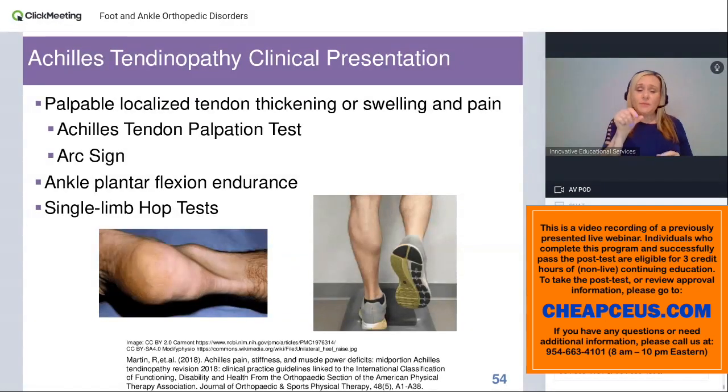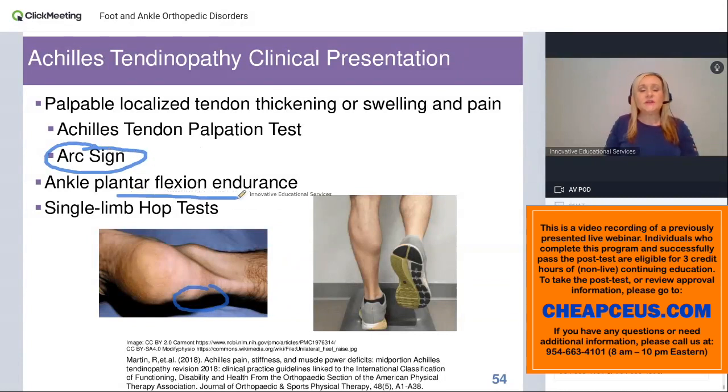Clinical presentation, you might be able to palpate some of that localized thickening. Here's insertional here. The palpation test is again where you're going to palpate that tendon and it would be painful. Arc sign, this is going to help you distinguish Achilles tendinopathy from other adjacent swelling. So if you palpate that area of edema and the individual dorsiflexes and plantar flexes, if it moves with the tendon, then it more leads us to believe it's related to the tendon. If it stays still, then we might think it's different structures in the area.